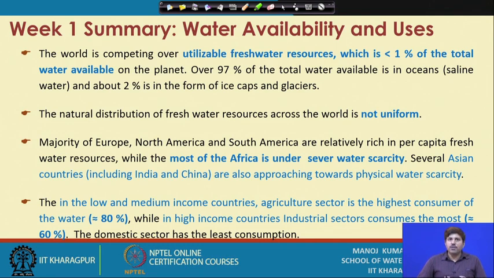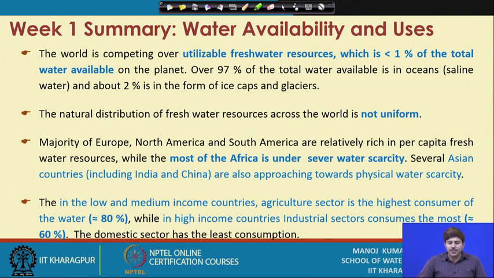Now, the natural distribution of fresh water is not uniform. Some continents or some sectors have more allocation of water or are more rich in terms of water resources. Majority of Europe, North America and South Africa are relatively rich in per capita freshwater resources, while if we look at the conditions in Africa, that is the most poor. So, Africa is under severe water scarcity, and several Asian countries including India and China are also either water stressed or approaching physical water stress or scarcity.